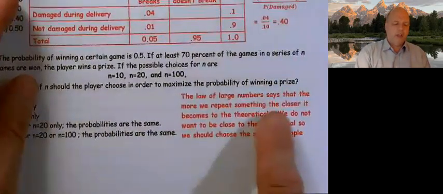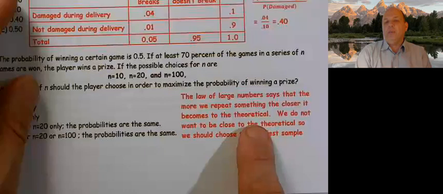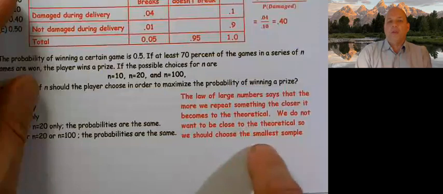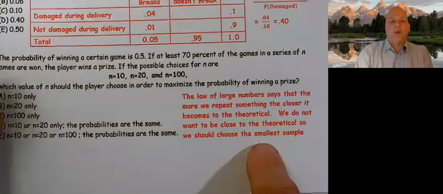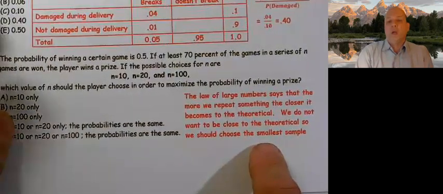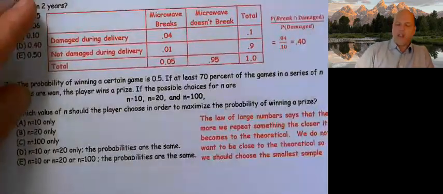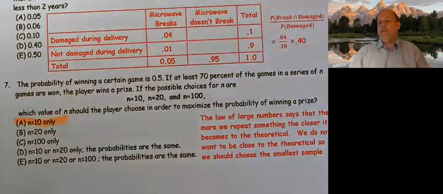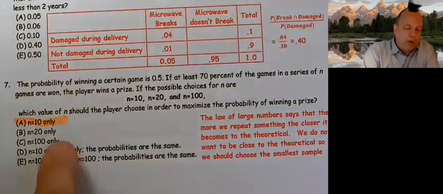The law of large numbers says that the more we repeat something, the closer it becomes to the theoretical. So the closer it comes to 50% this time, and we do not want to be close to the theoretical. So we should choose the smallest sample. If we wanted to be close to the theoretical, we should choose the largest sample. But since we don't want to be close to the theoretical, we should choose the smallest. The smallest in this case happens to be 10. So our answer is we would like to just do it 10 times, because I have a better chance of flipping 7 heads than I would 14 heads.